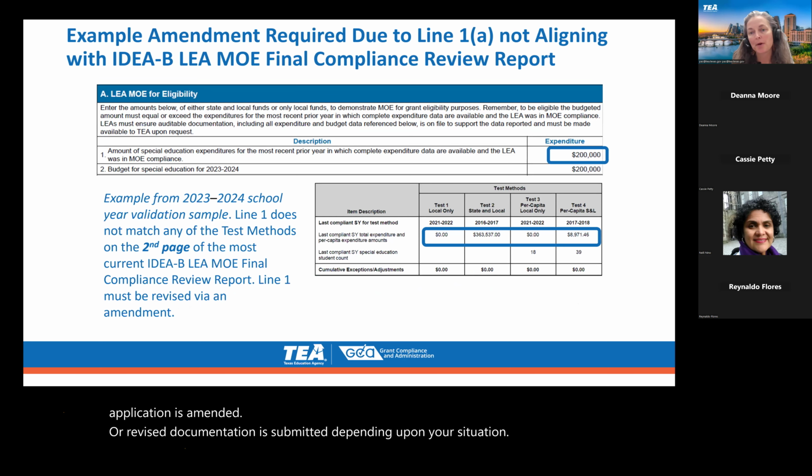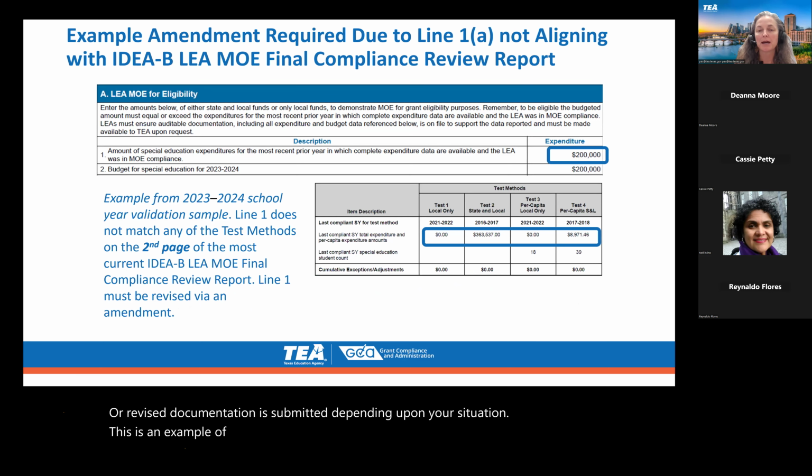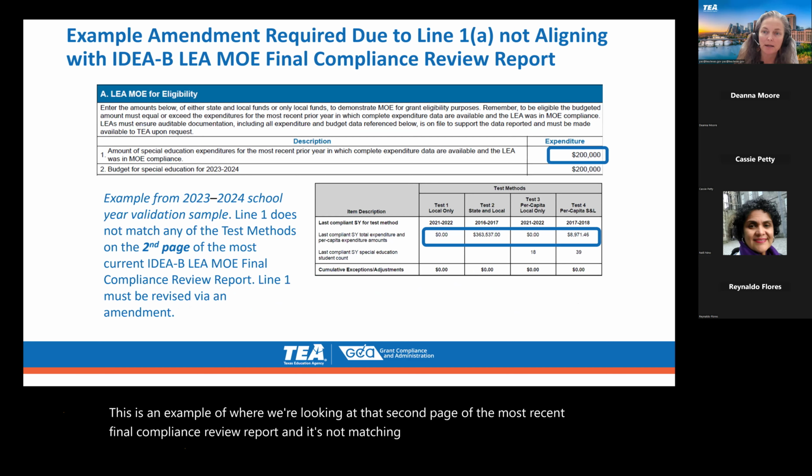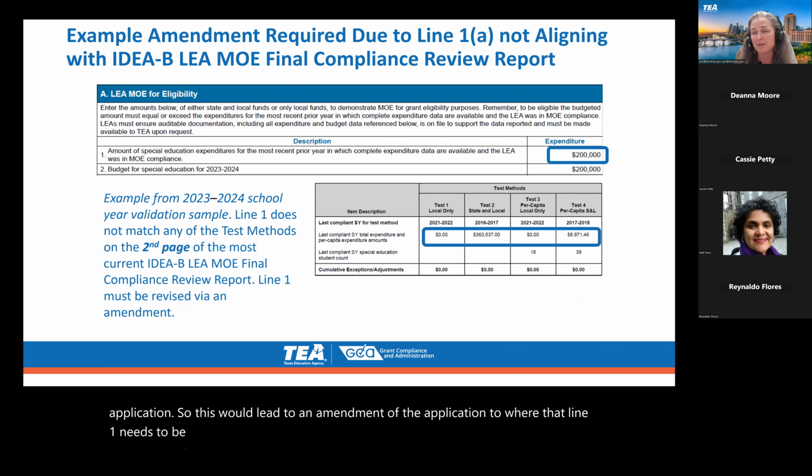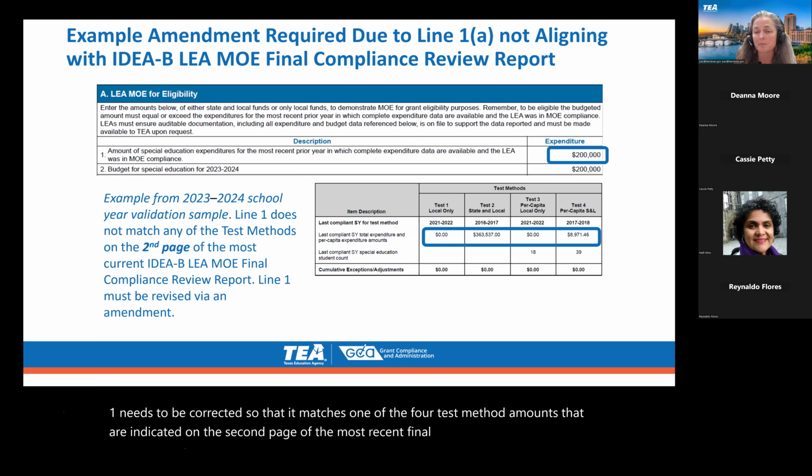This is an example of where we're looking at the second page of the most recent final compliance review report, and it's not matching up with line 1 on the application. So this would lead to an amendment of the application where line 1 needs to be corrected so that it matches one of the 4 test method amounts indicated on the second page of the most recent final compliance review report.